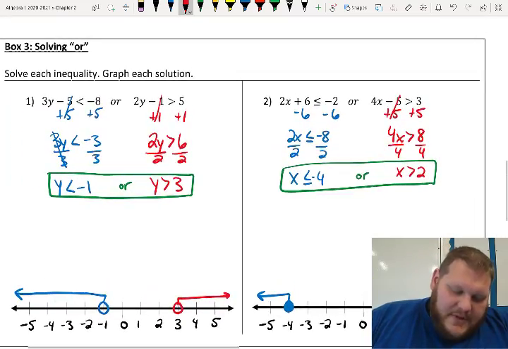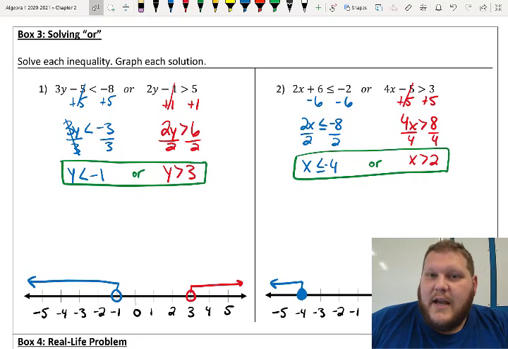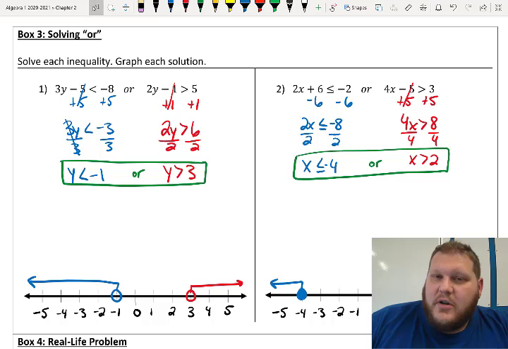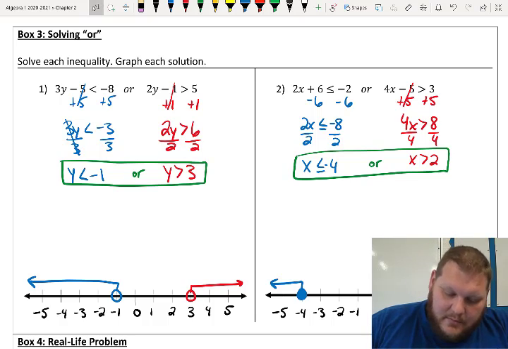So that's OR problems, and that's really most of what you'll have to do. The box 4 that we're going to do together for the last one here is going to be a word problem, so we'll go through and just kind of talk through how to handle those. But really, again, most of what you're going to have to do when it comes to the test next Friday will be just solving these compound inequalities after they're already set up and graphing them as well.